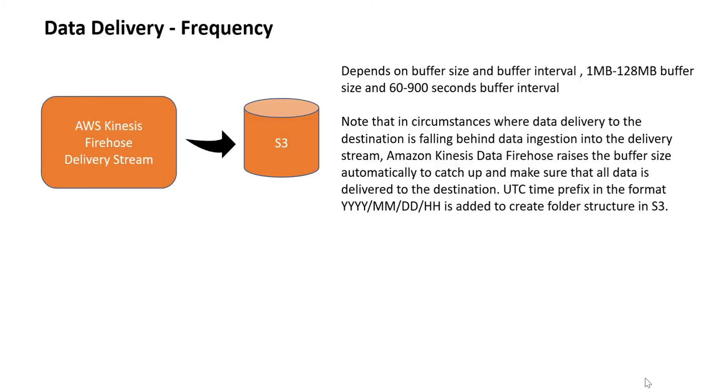Now let's talk about the data delivery frequency. If you are sending the data to S3, the delivery frequency depends on the buffer size and buffer interval. This is the min and max limit for buffer size. This is for buffer interval. So 1 MB to 128 MB for buffer size and 60 to 900 seconds for buffer interval.